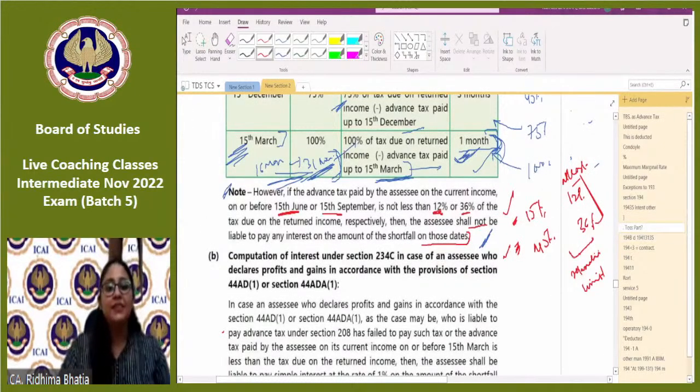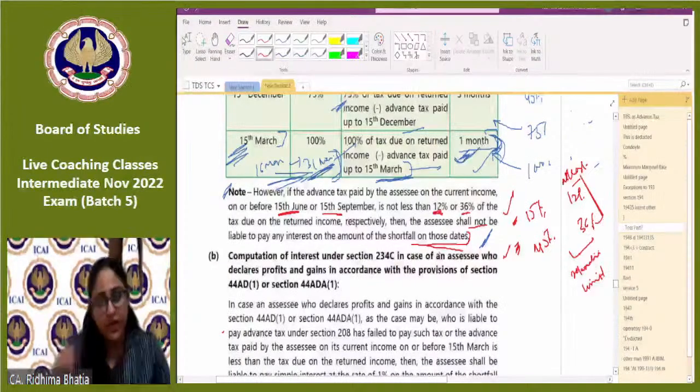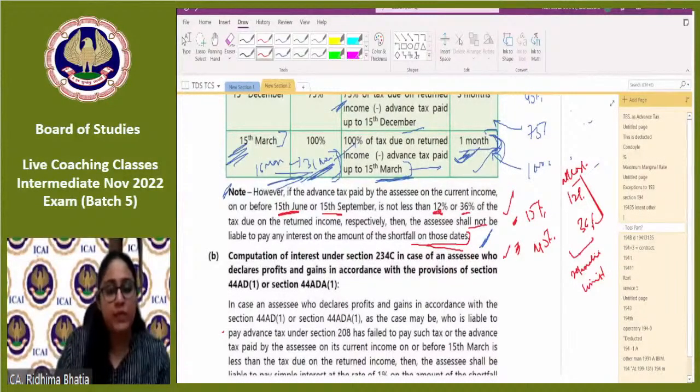Now the note अब फिर से पढ़ते हैं. However, if the advance tax paid by the assessee on the current income on or before 15 June or 15 September is not less than 12 or 36% of the tax due on the returned income respectively, then the assessee shall not be liable to pay interest on the amount of shortfall on those dates. On those dates, that is, only for first and second installment. Now I give a question to you to solve.